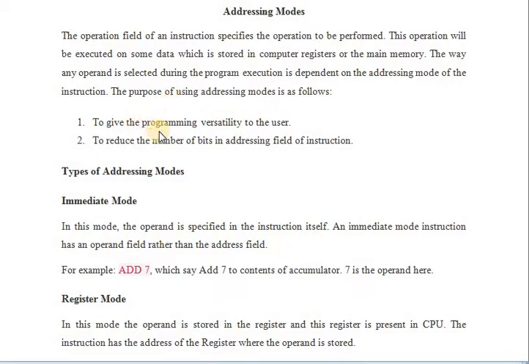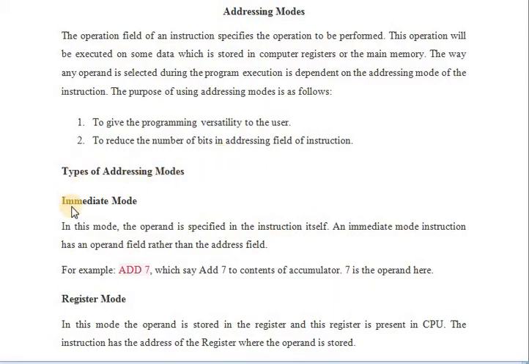We will see. To give the programmer versatility, that means different possibilities, to the user, and to reduce the number of bits in the addressing field of the instruction. So to reduce the memory, that is the number of bits in the addressing field of the instruction. That is the purpose of the addressing mode. Now we will see the types of addressing mode.